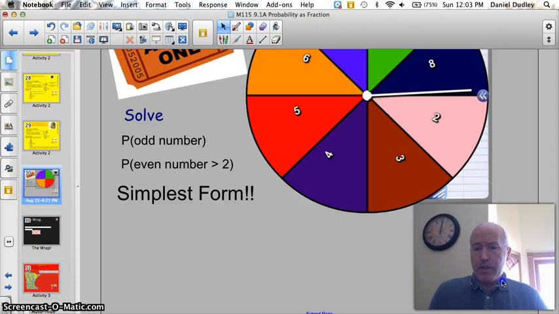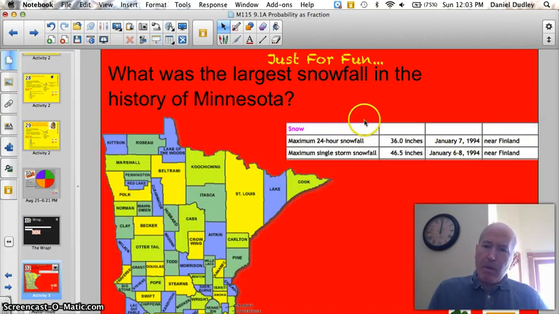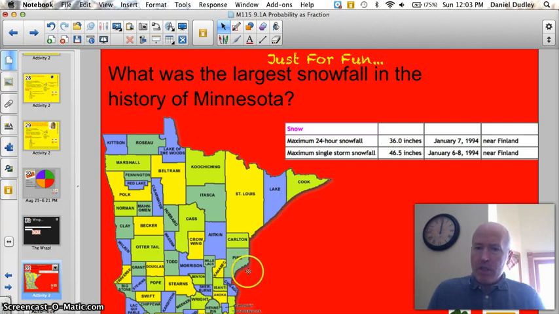Our just for fun question. What was the largest snowfall in the history of Minnesota? Crazy. The maximum snowfall in one 24-hour period was 36 inches. This is in January 7th. This is up near Finland, Minnesota. It's up in this area here along the North Shore, north of Duluth, almost to Grand Marais.